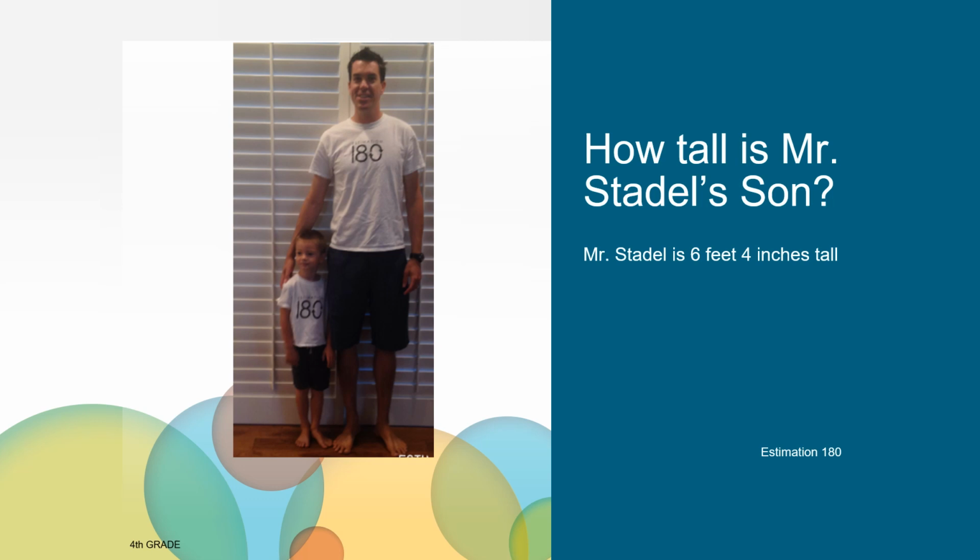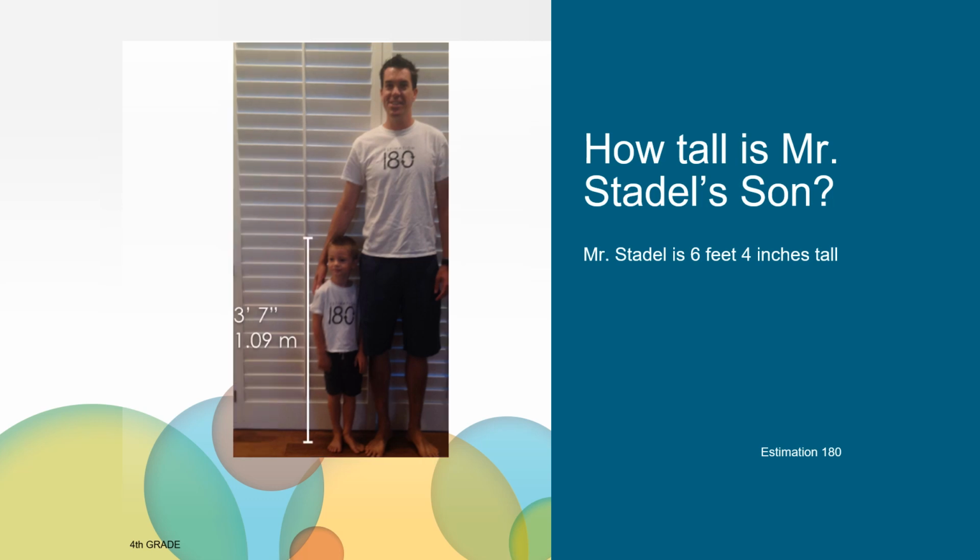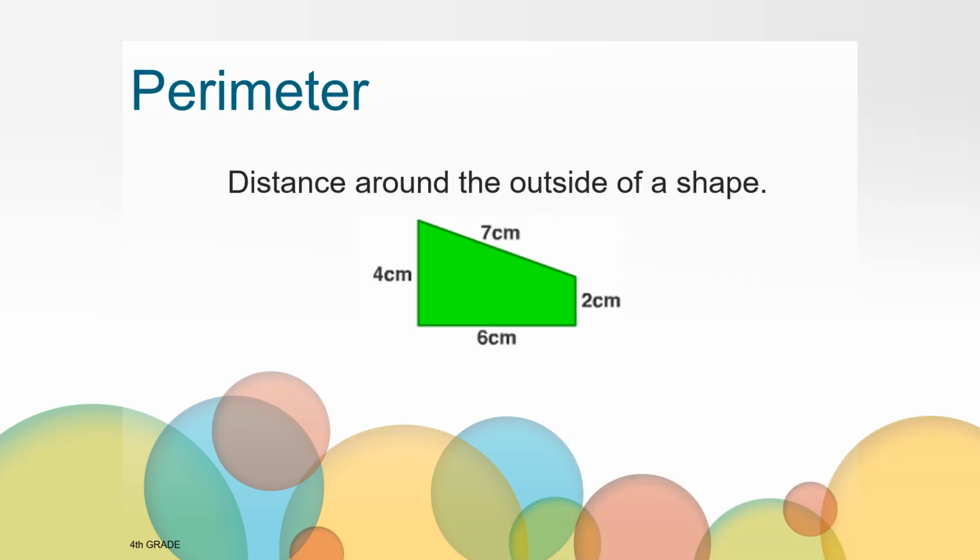Let's see how tall his son actually is. Our guess was close. Mr. Stottle's son is 3 feet 7 inches tall. We just did an estimation exercise involving length, and you might be wondering, what does length have to do with perimeter?